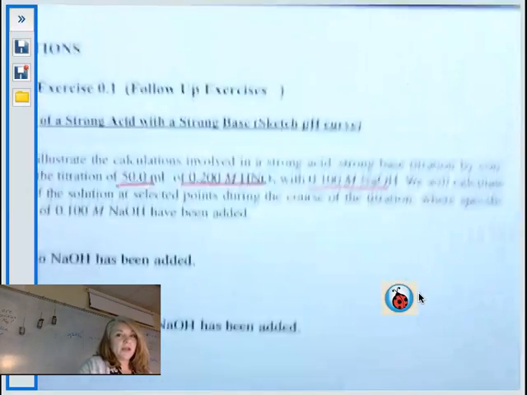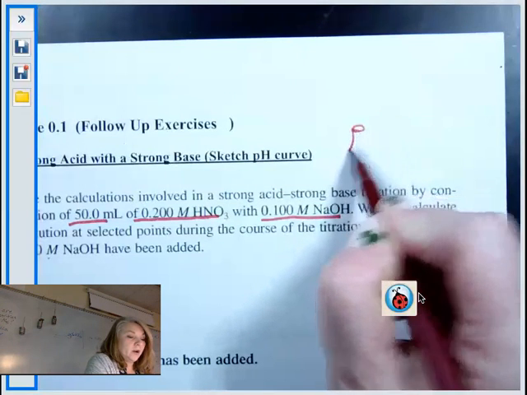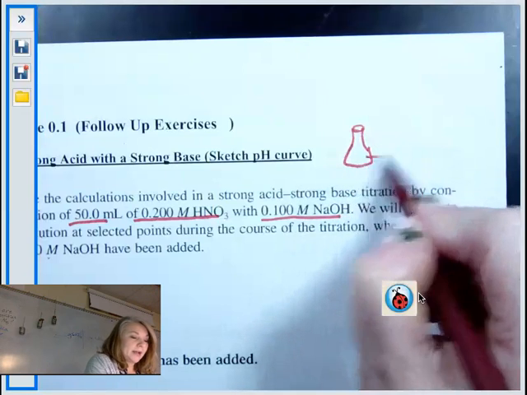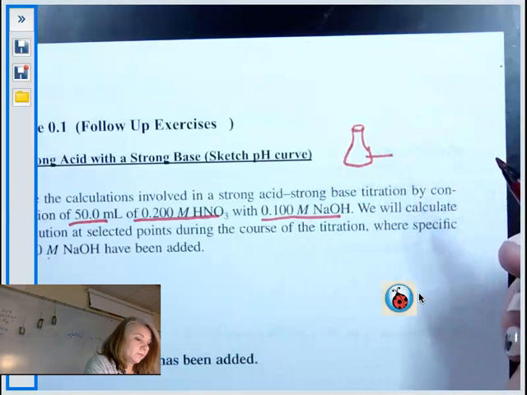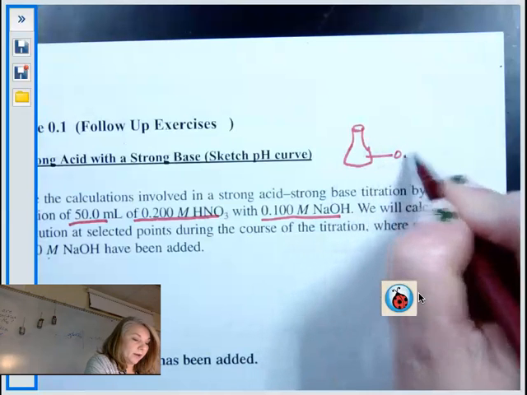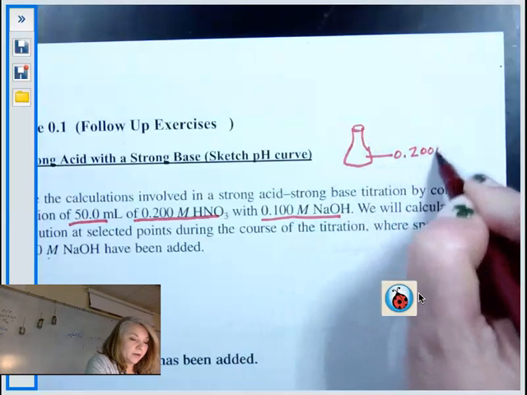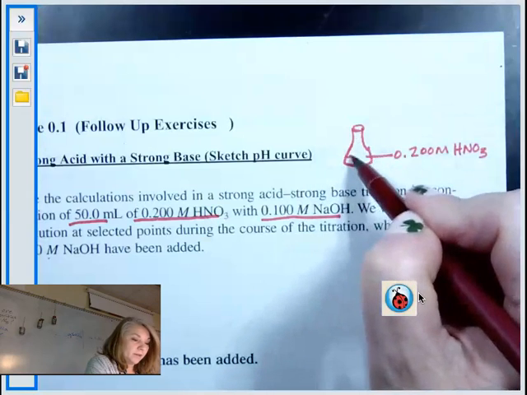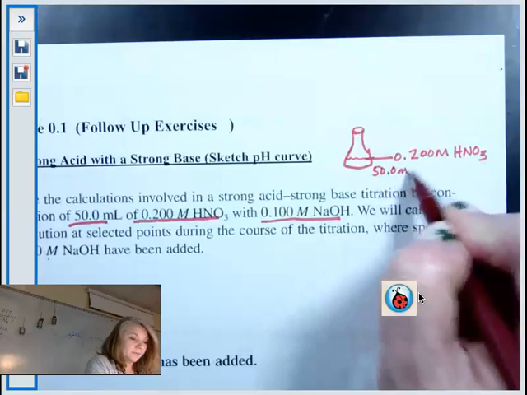So for those of you that have not done a titration before, let me give you a little illustration here. In our Erlenmeyer flask, we will start off with some nitric acid. And we know the concentration of the nitric acid. We normally don't. It's usually the other way around. Okay, so we're going to titrate 0.200 molarity of HNO3. And the volume of our nitric acid is, we started off with 50 milliliters.